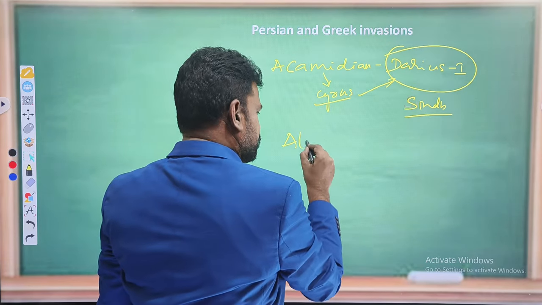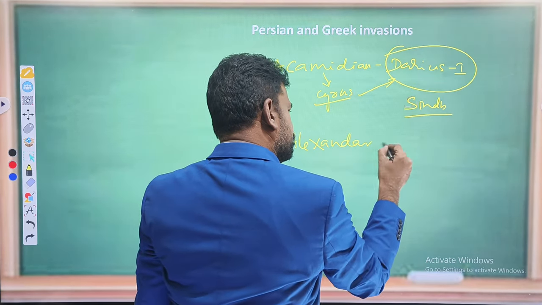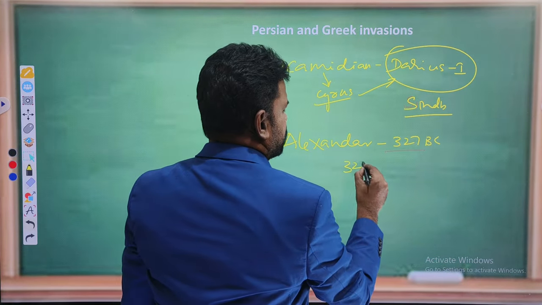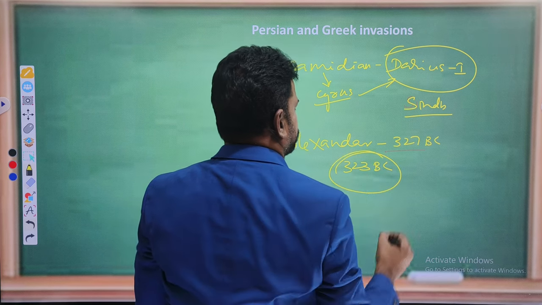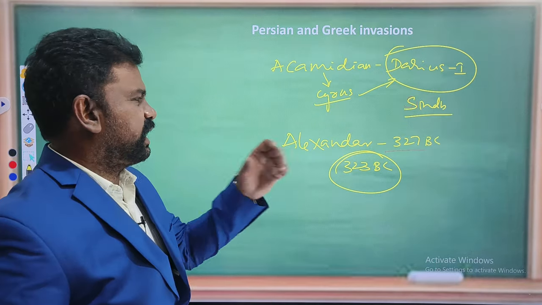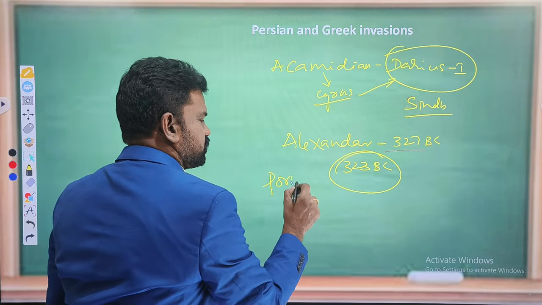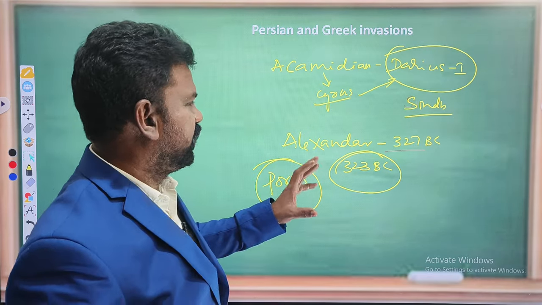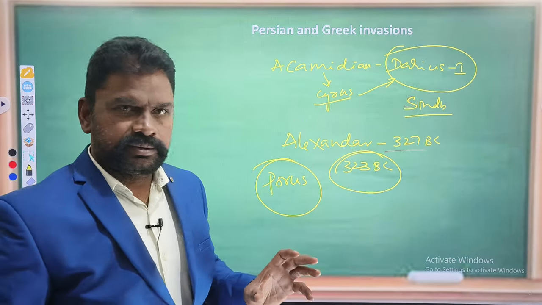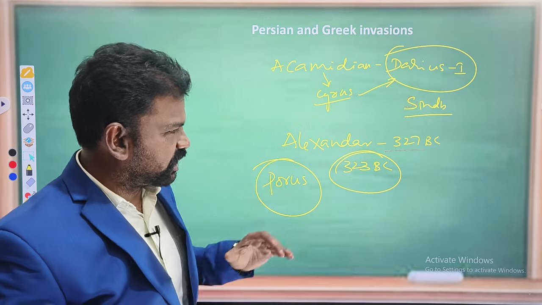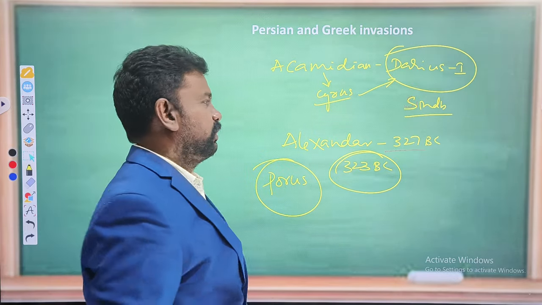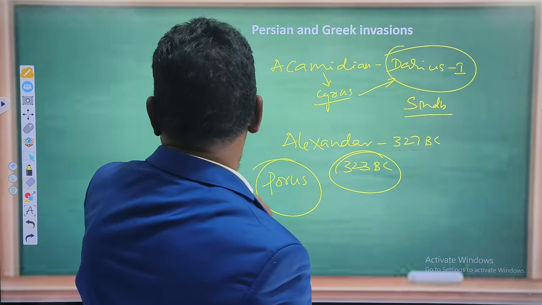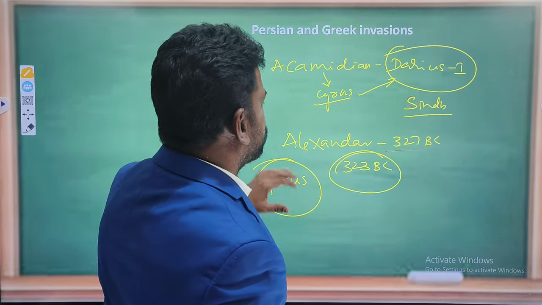Greek invasions were conducted by Alexander. He came to India in 327 BC and died in 323 BC. Alexander fought with Porus in India. Then he left, and he died in the Babylon area of malaria. The great Alexander was assassinated by a small female mosquito. Like this, the Persian and Greek invasions occurred. The Alexander invasion paved the way for the unification of India.